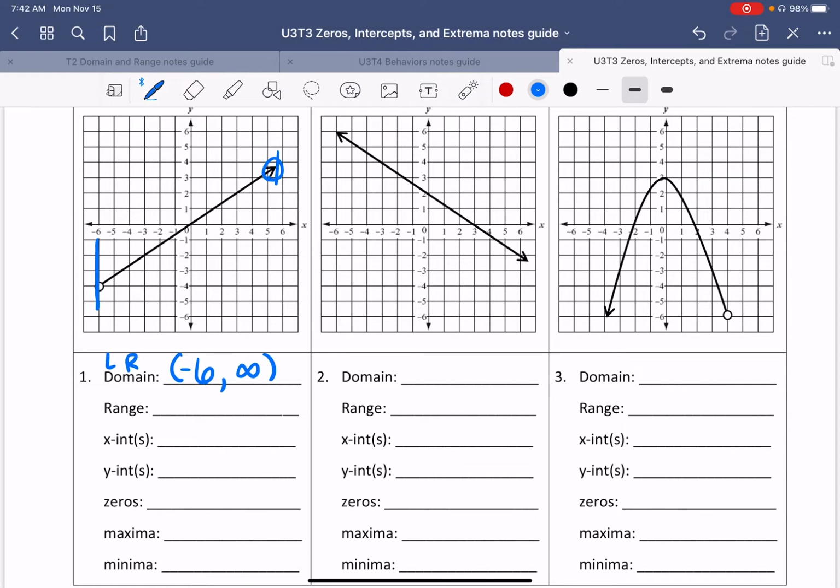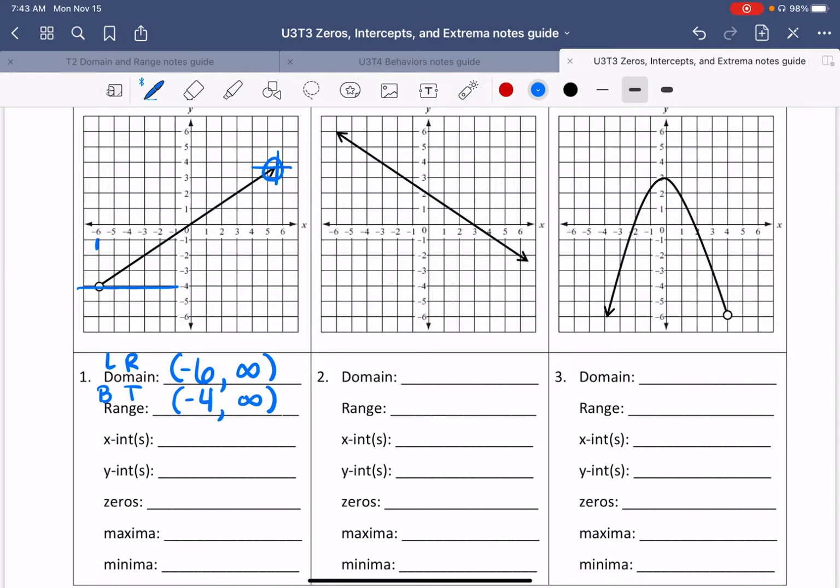Range, we're looking at bottom and top. So the bottom is at -4. Still an open circle, so I'm still going to use a round parenthesis there. And our top is still an arrow, so it's going to keep going up and up and up, so positive infinity for that end.